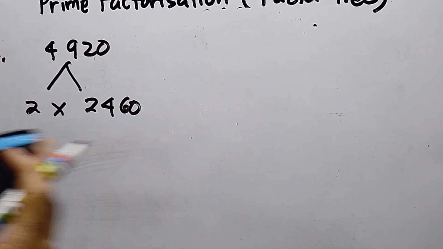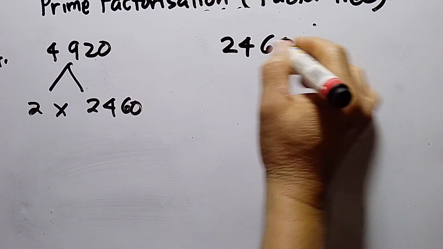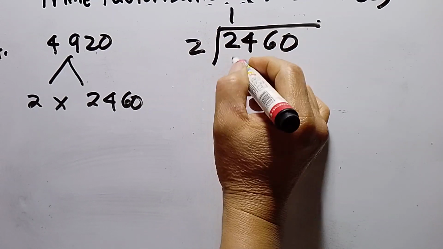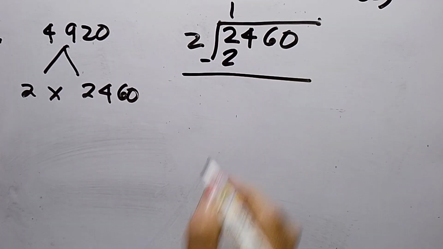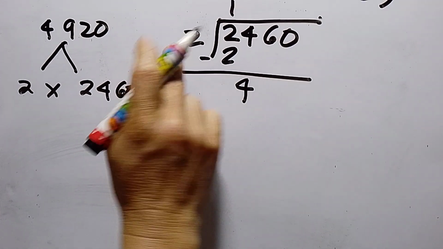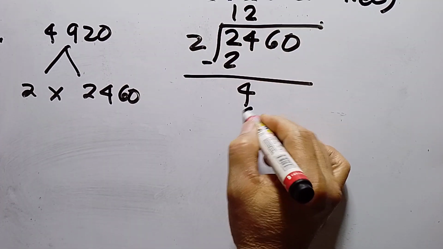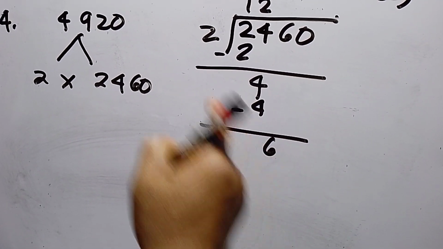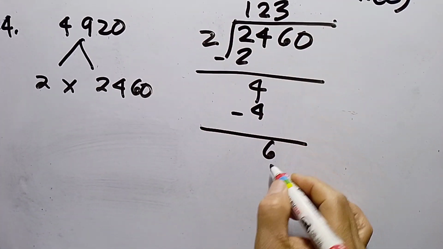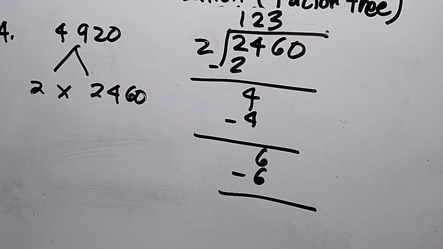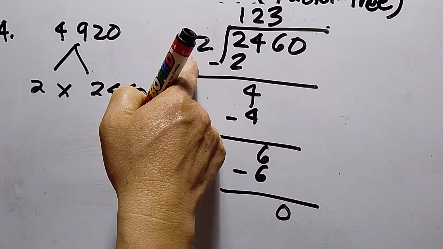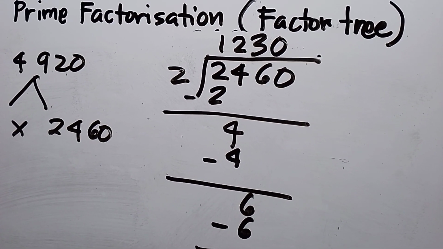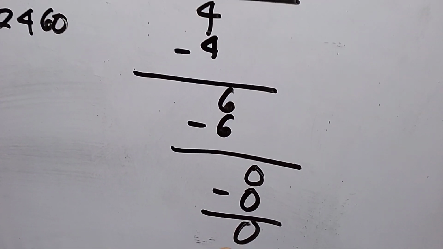We can divide by 2. So 2,460 divided by 2. So 2 divided by 2 is 1. 1 times 2 is 2. 2 take away 2, that will be 0. Bring down 4. 4 divided by 2, that is 2. Then 2 times 2 is 4. 4 take away 4, that will be 0. Bring down 6. 6 divided by 2 is 3. 3 times 2 is 6. So 6 take away 6, that will be 0. And 0 divided by 2 will be equal to 0.